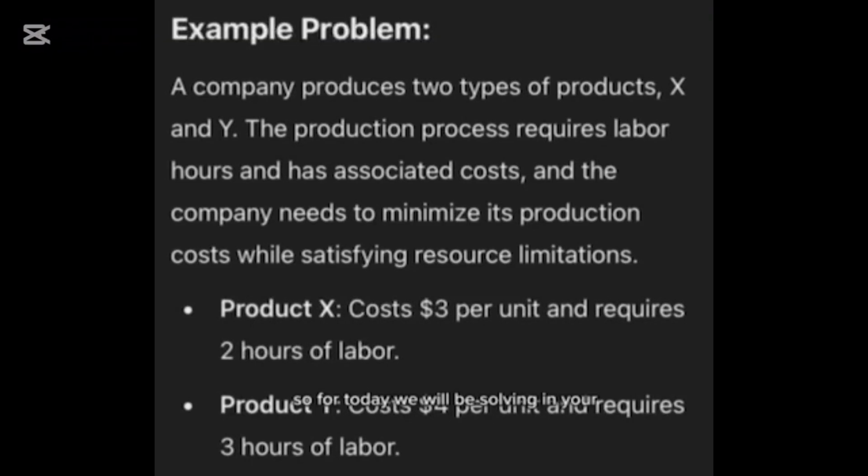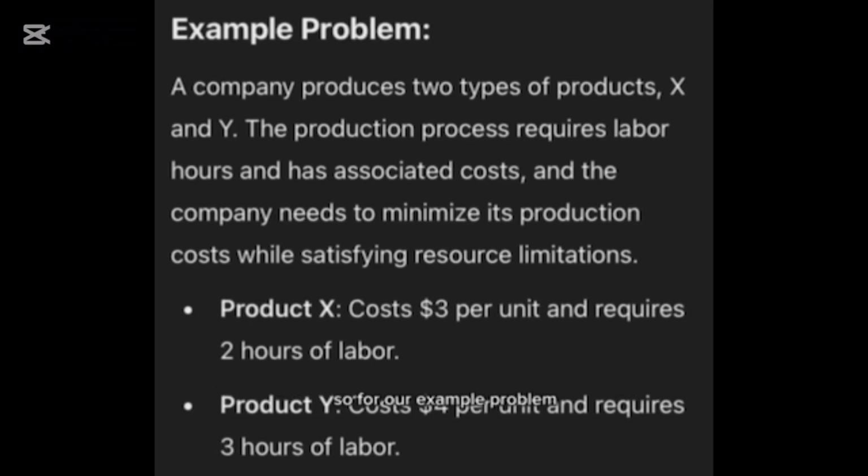Today, we will talk about solving linear programming minimization problems. So for today, we will be solving a linear programming minimization problem using Polya's 4-step process.